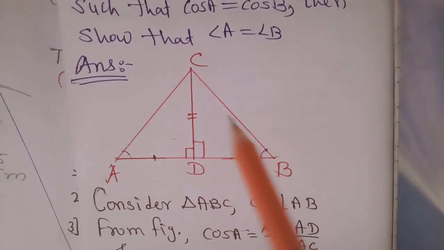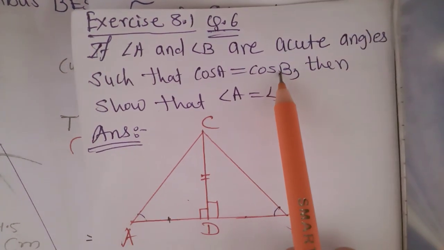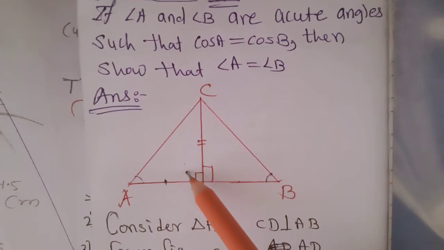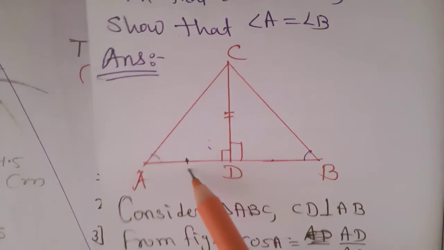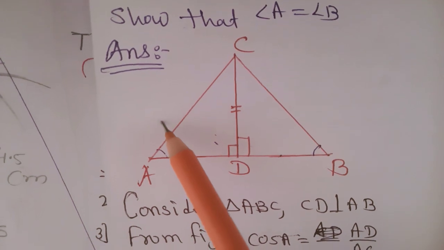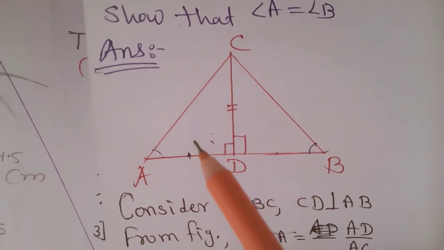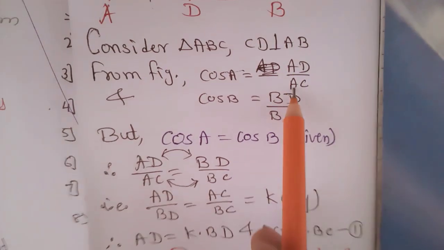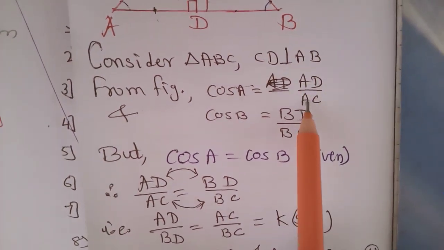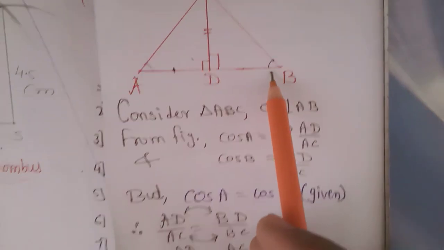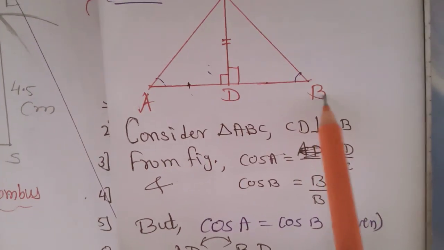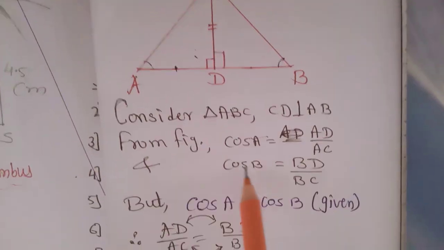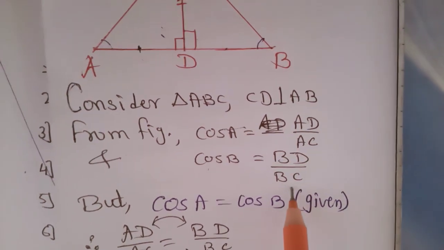Now what is given? Cos A equals cos B. Now from the figure, first we find the cos ratio of angle A. The definition of cos A is adjacent side upon hypotenuse. Therefore, cos A is the ratio AD upon AC. Again, cos B is adjacent side upon hypotenuse. For cos B, the adjacent is BD and BC is the hypotenuse. Therefore, cos B is equal to BD upon BC.